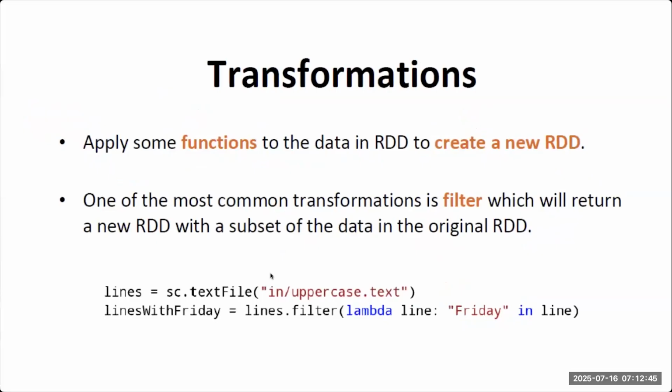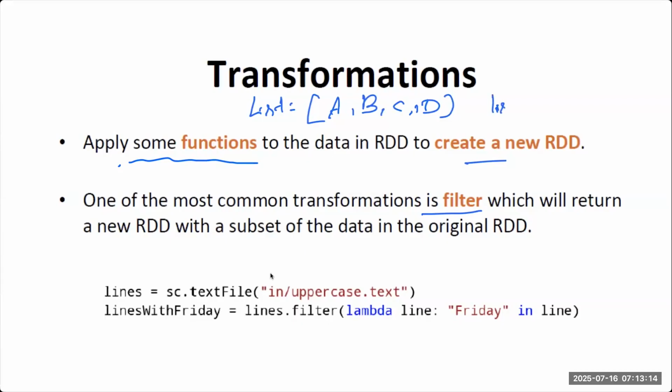As I told you, in a transformation you apply some function to an RDD to create a new RDD. One transformation can be filter. Transformation means transforming the data. Let's suppose I have a list which has A, B, C, D, and I want to transform it from capital to small. So if I just do lower, it will return me the result.